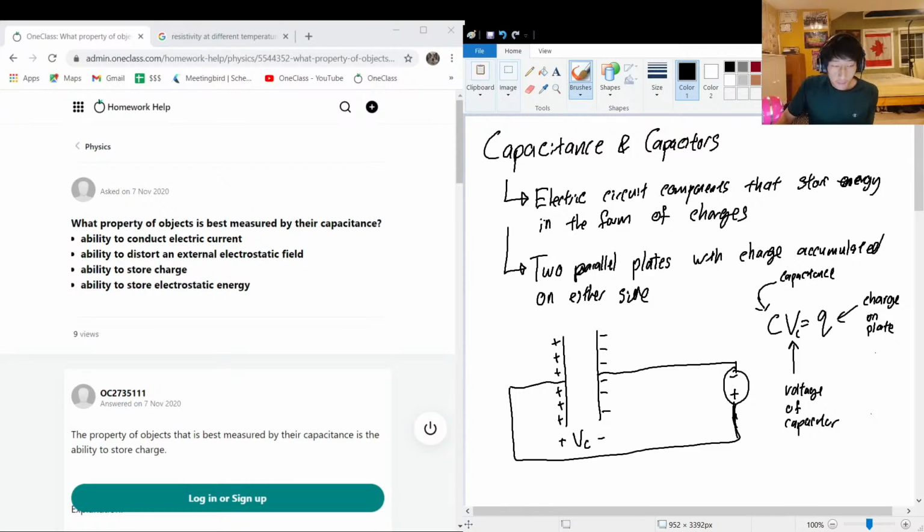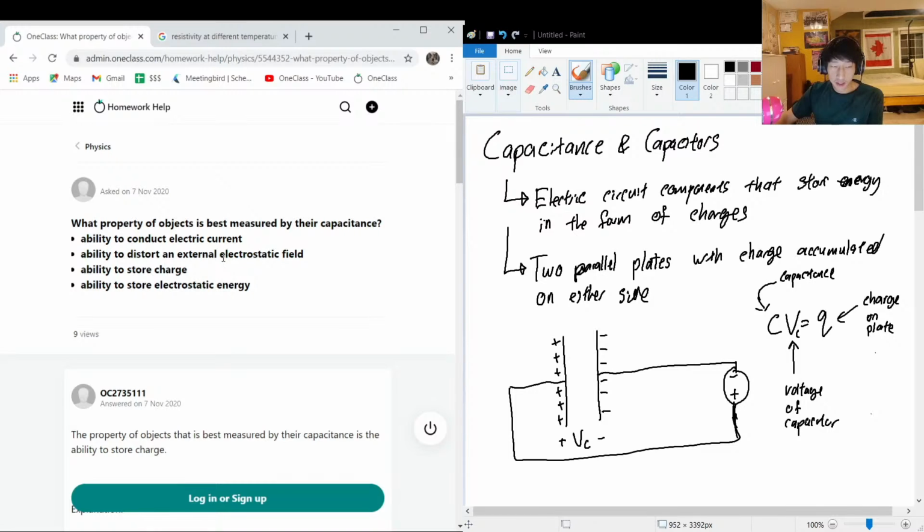Okay, so the ability to conduct electric current. While capacitance is kind of related to electric current, it's not really the ability for electric current to go through it. In a DC circuit, capacitors actually don't allow any current to go through, regardless of their capacitance values. You need an AC signal for current to pass through a capacitor. So it's not really that related to electric current, because that also depends on what type of sources you have in the circuit.